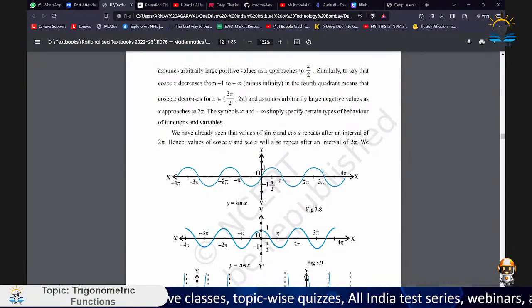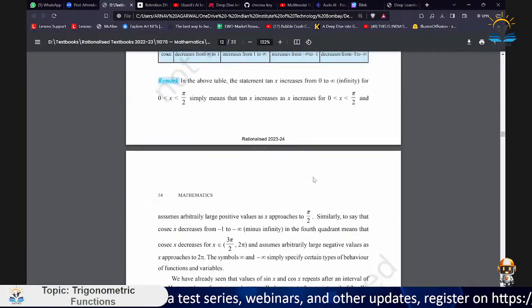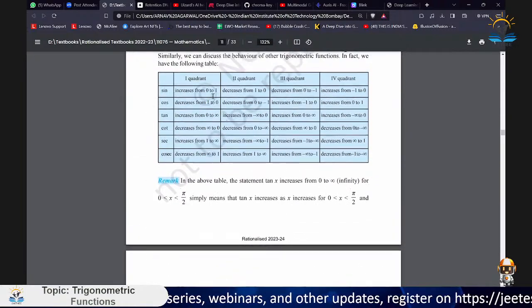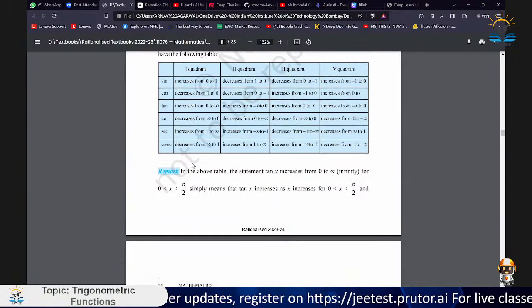This is very important for JEE. Really very important to know this. I would give you a second to see whether we can portray this behavior of all the trigonometric functions on a graph.